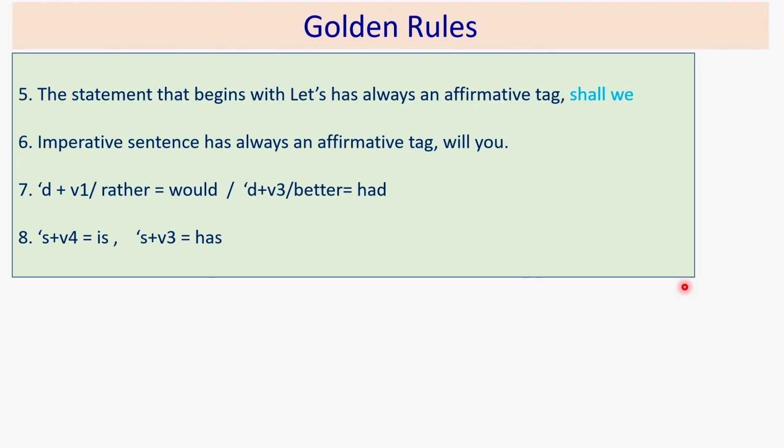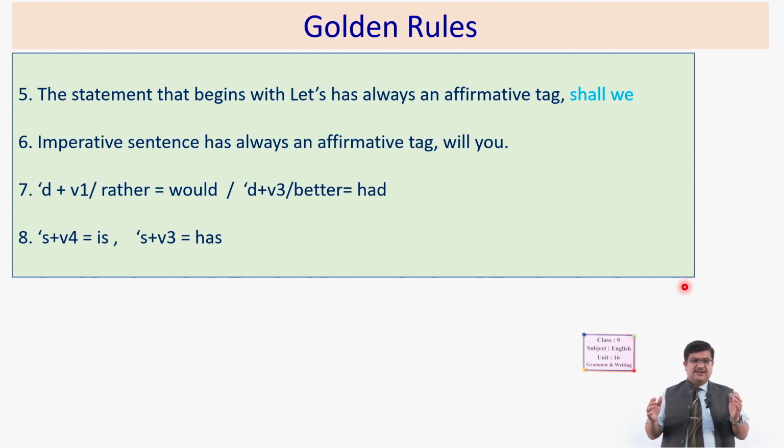Next, the statement that begins with "let's" always has an affirmative tag, that is "shall we," as we discussed already. Similarly, a sentence that begins with an imperative verb always has an affirmative tag with "will you." As we said, open the door, will you? Close the door, will you? Don't open the door, will you?